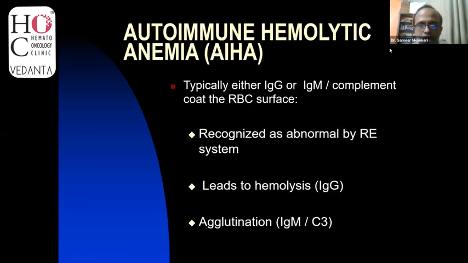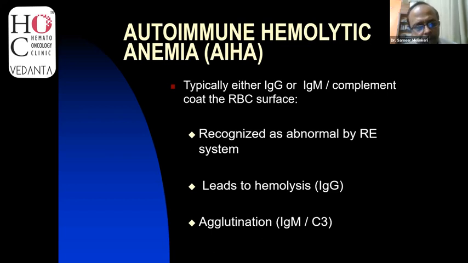It's a very important cause of hemolysis because it's probably the commonest cause of acquired hemolytic anemia. Autoimmune hemolytic anemia is seen typically with either IgG or IgM antibodies which act against your own red blood cells and destroy them. These antibodies opsonize the red blood cells, and they are recognized as abnormal by the RE system, and that leads to hemolysis.